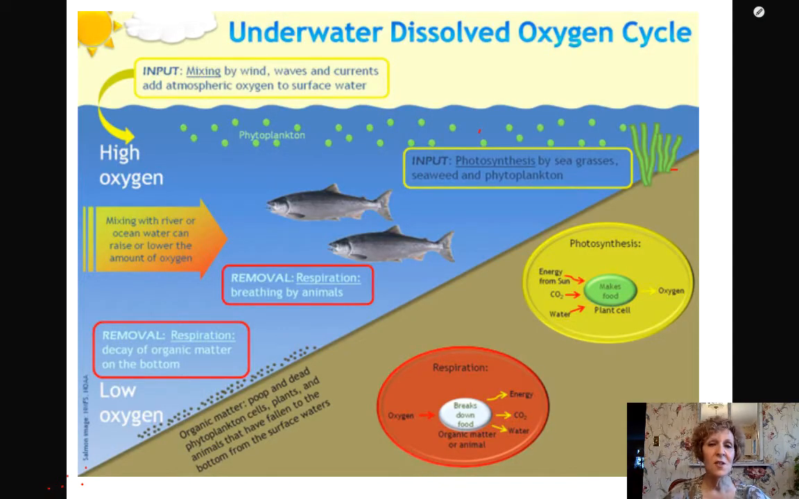So how does oxygen get into the water? Well, there's a couple of different ways. One of the ways is just by mixing. So wind and waves and currents running over rocks, all of those things help to aerate the water and get oxygen in there. But of course, the other way to get oxygen into the water is photosynthesis, because as you know, photosynthesis is a chemical process where oxygen is produced as a byproduct.